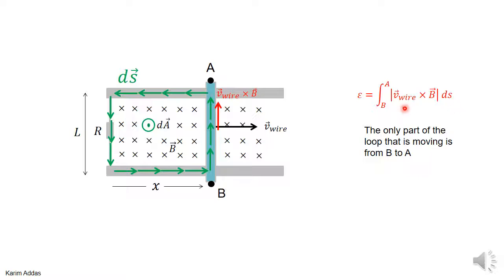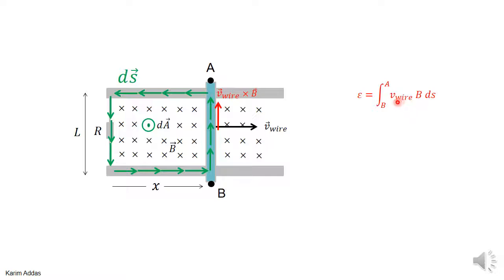Okay, what's the magnitude of the cross product between two vectors? Magnitude of the first, magnitude of the second, times sine of the angle between them. What's the angle between V wire and B? V wire is to the right, the magnetic field is into the page, the angle is 90 degrees, sine 90 is 1. So the EMF turns out to be, you can write it in this form.